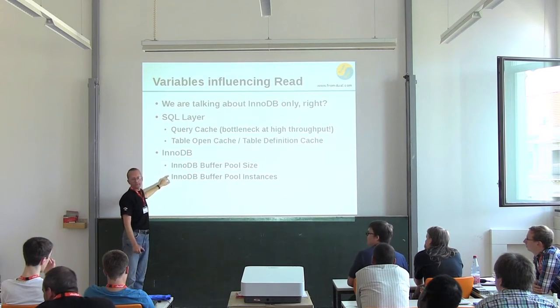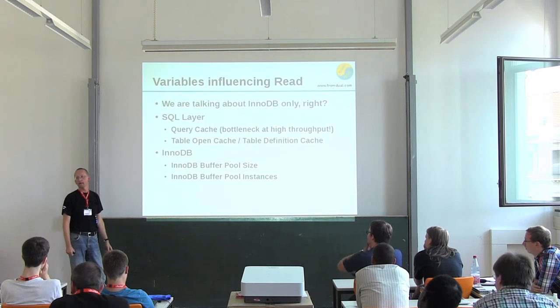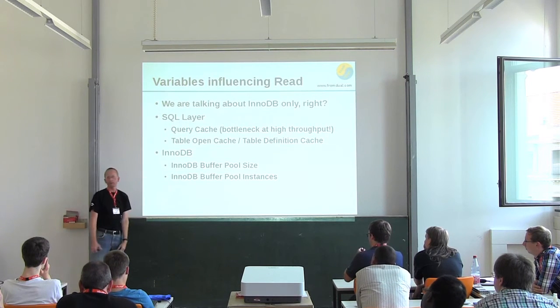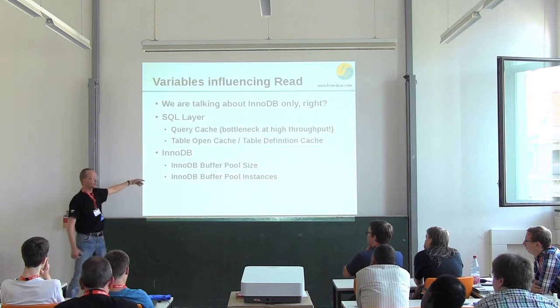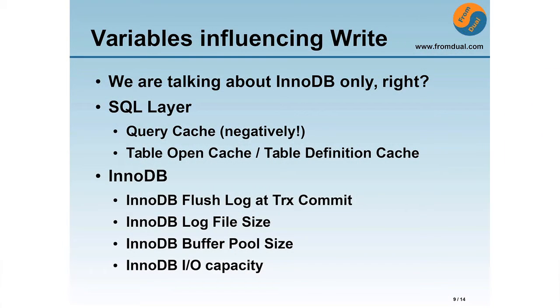Influencing read, I already told about. InnoDB buffer pool size should be 75 to 80% of your RAM. Okay? And if you have a lot of concurrency, InnoDB buffer pool instances should be eight to 16, depending on the number of cores. The defaults are good in 5.6 and later. So, MySQL variables influencing write. We are just talking about InnoDB, nothing else, right? Query cache can have a negative impact if you have a high write rate. Table open cache, table definition cache, the same rules as before.